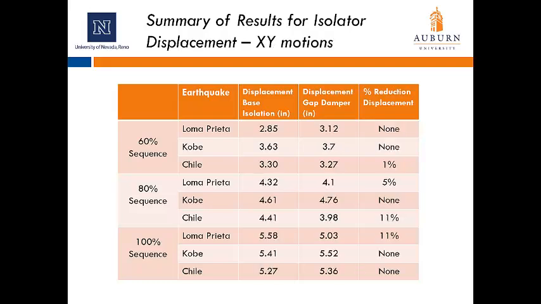This is a similar table for bidirectional or XY motions. In general, the gap damping was less effective for bidirectional motions than it was for unidirectional motions, and in several cases showed no reduction in displacement at all. Overall, the effectiveness of the gap damping system was less than what we anticipated from analysis, but we have a few ideas of what might have affected performance.